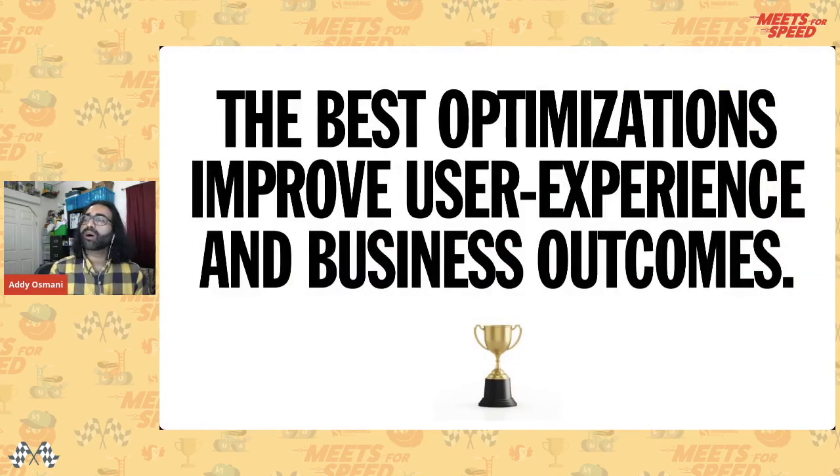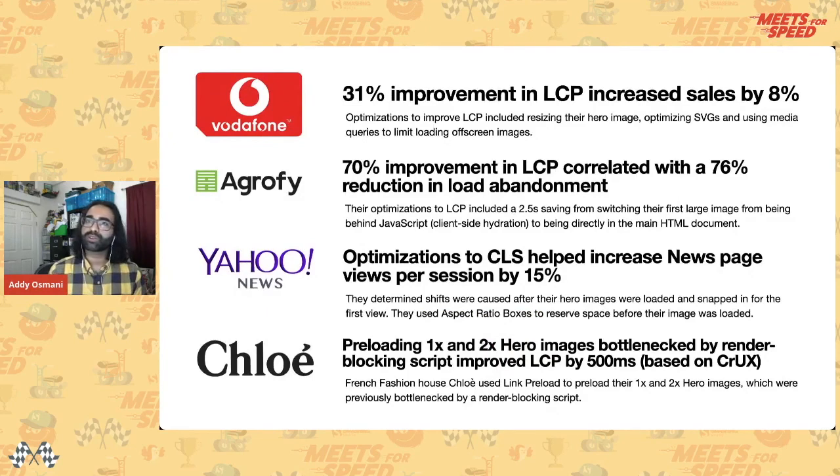Now, to round us up, 2 thoughts. The first is that if you're working in a team at a business, very often the best optimizations are the ones that both improve user experience and business outcomes. Now, there are a number of case studies that we've seen over the last year where folks have been investing in trying to improve their largest contentful paint and their image experience. Vodafone is just one example where improvements in LCP were able to heavily increase their sales by 8%. But we've seen a range of other partners and other sites also see similar wins on their business metrics as a result of optimizing their images and optimizing their LCP and their CLS.